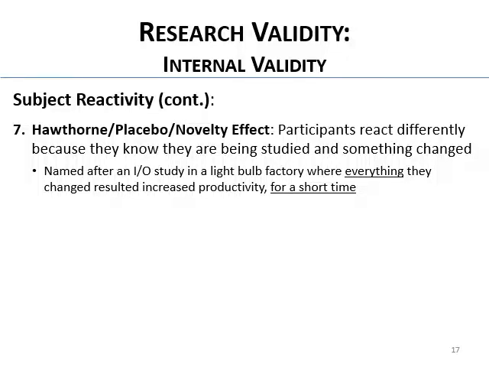And so what happened during the study is everything they did resulted in increased productivity for a short time. They turned the lights up, and they made more light bulbs for a couple days, and then it kind of went back down, regression to the mean. They added a 15-minute break every couple hours, and performance went up, and then it went back down again. Every novel thing they introduced resulted in some increase in performance for a short amount of time.